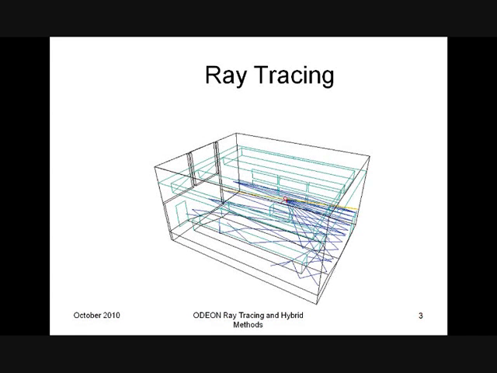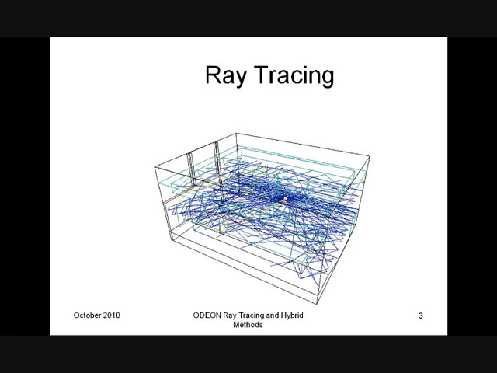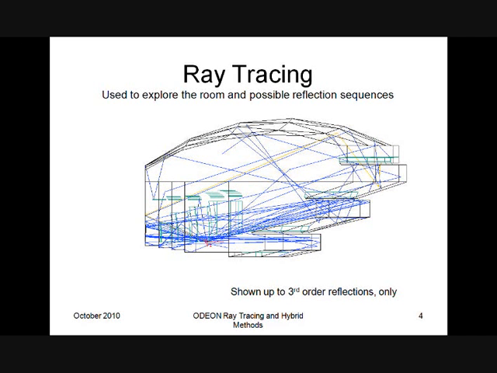An example of ray tracing is seen here. And here is another example where the rays are shown for the first 3 reflections only. The rays are used to explore the room geometry and to find possible reflection sequences.